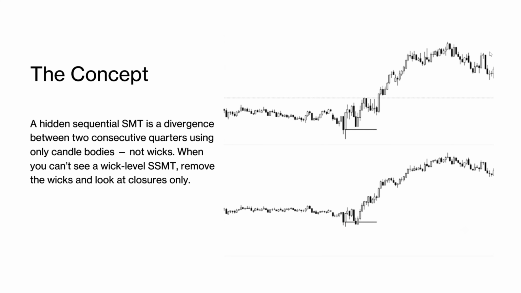For example, right here, look, if you see this high closed, the body closed above this high. Here we did not. Here the body did not even reach there. It did not close, and that is also a hidden sequential SMT, or hidden SMT itself.